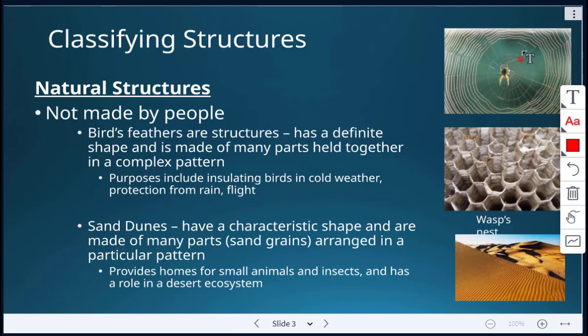So here are some structures in nature. We have a spider's web, a wasp's nest, and sand dunes. Sand dunes have a characteristic shape. They're made of many parts, the sand grains arranged in a particular pattern. These provide homes for small animals and insects. They also have a role in a desert ecosystem.